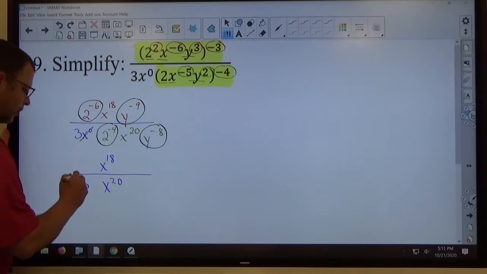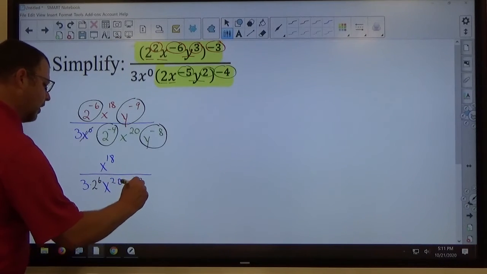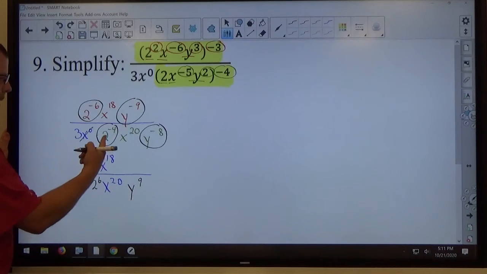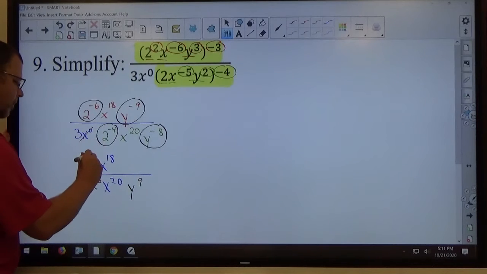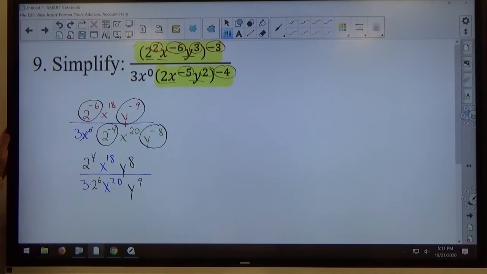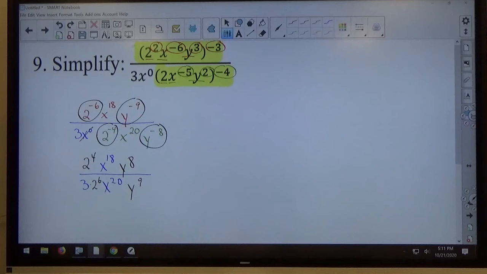I like to put all the numbers in front, so I'm going to do times 2 to the 6th. I'm going to do a y to the 9th. So this times this times this times this. I'm moving the 2 to the 4th up, and I'm moving the y to the 8th up. This times this times this. I always put the numbers in front. When you move them where they belong, the powers become positive. Negative 4 on the bottom, positive 4 on top. Negative 6 on top, positive 6 on the bottom. Negative 9 top, positive 9 bottom. Negative 8 bottom, positive 8 top.